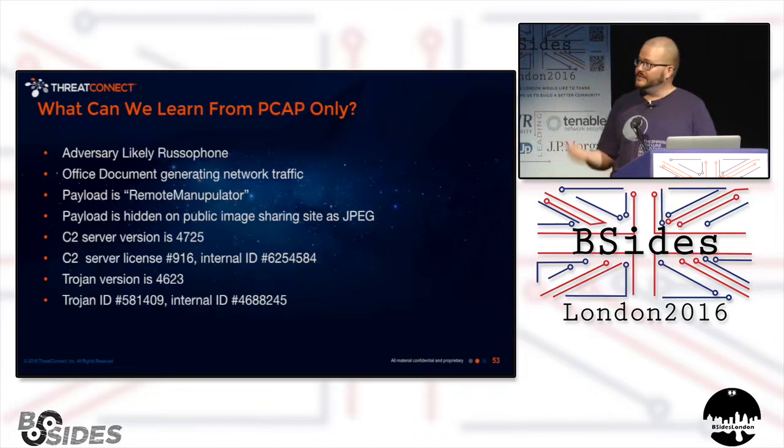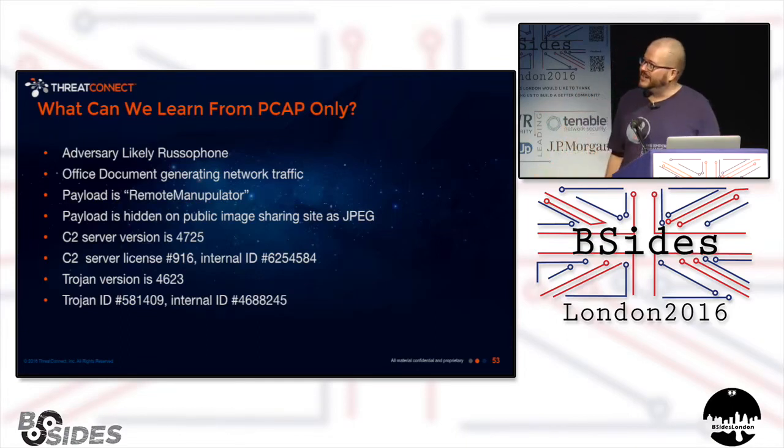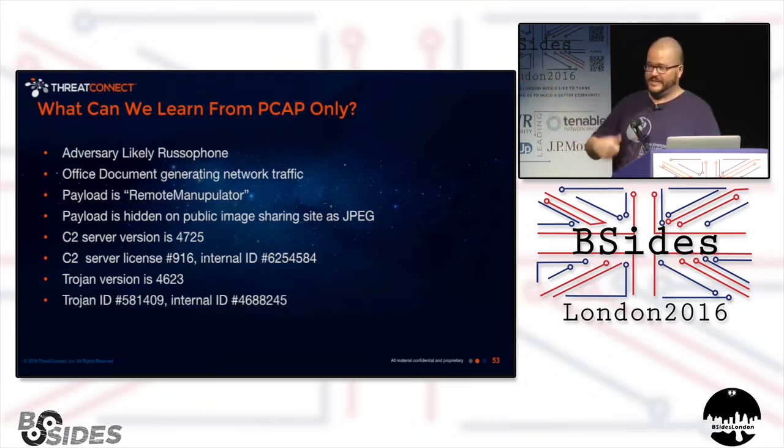So what have we learned just listening to the malware and not actually looking at the file itself? We know that the adversary is likely Russophone. They use an Office document, and the Office document is generating network traffic. If you have an Office document generating network traffic, that's bad, very bad. The payload is Remote Manipulator. We even have a TTP here, tactics, techniques, and procedures: they hide a payload as a JPEG on a public image sharing site.